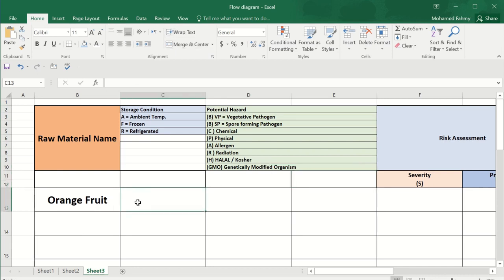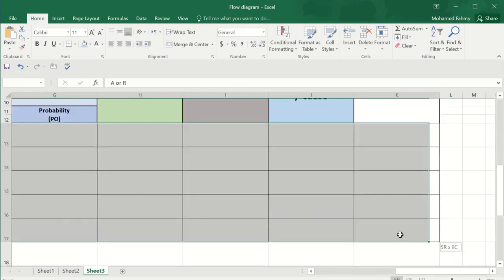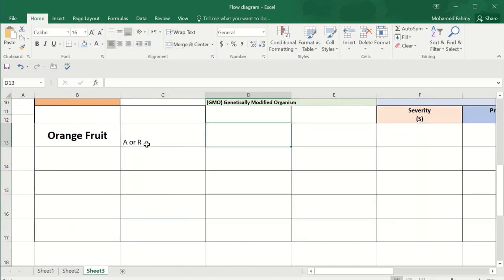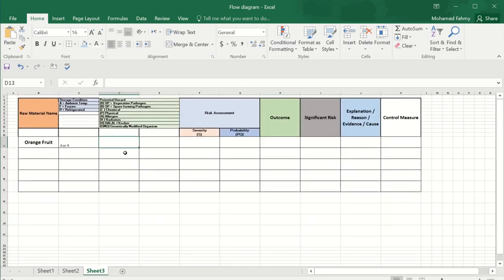Okay, the orange fruit, first one. The storage temperature of this orange will be A or R, which means ambient temperature or refrigerated temperature.